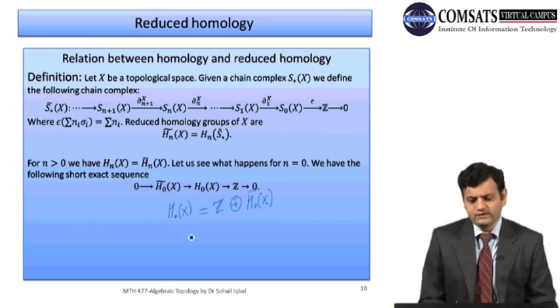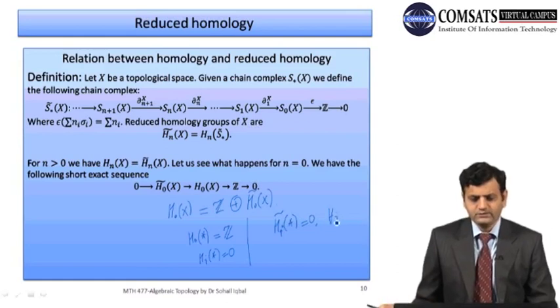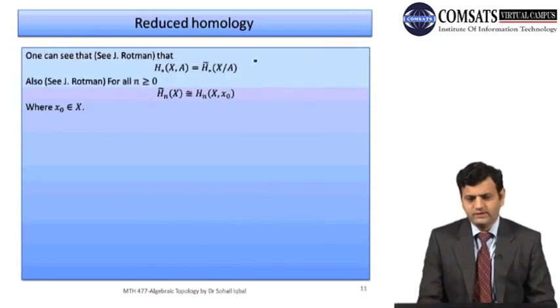We have seen that the homology of a point is Z if n is 0, and 0 otherwise. But if we consider the reduced homology, then due to this relation, the reduced homology of a point is 0 for each and every i. That's a small consequence of this condition that we imposed at the end.